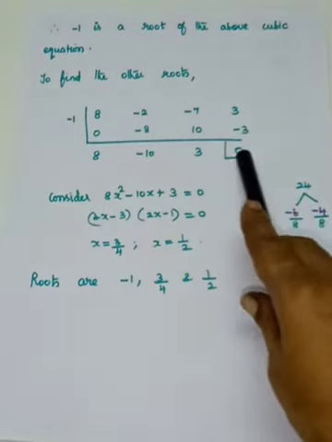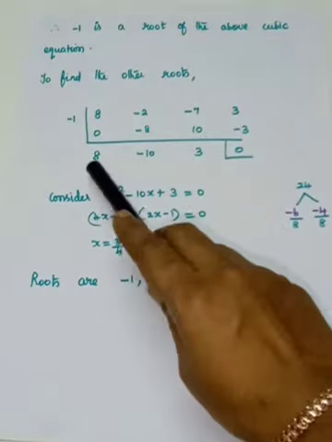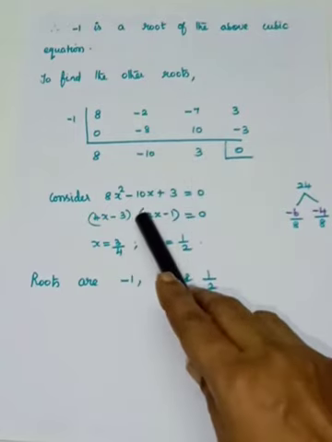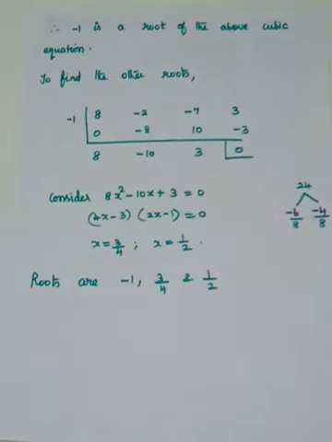So the remaining you have to write as a factor. What is the factor remaining? 8x squared. Because it's a cubic polynomial, when it is divided by 1 root you will get a quadratic polynomial. So 8x squared minus 10x plus 3, and you have to equate it to 0. So it is a quadratic equation, so you have to factorize.